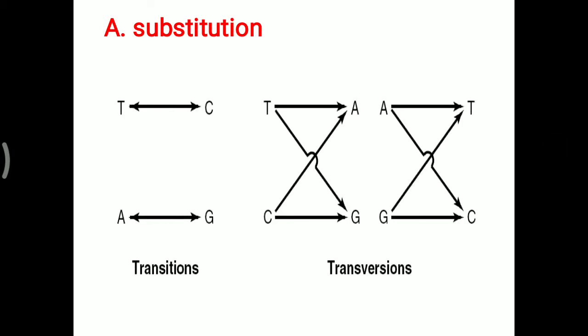So first, the substitution. Here, if a pyrimidine is replaced by another pyrimidine, or a purine is replaced by another purine, then it is called the transition type of substitution or replacement. But suppose a pyrimidine is replaced by a purine, or a purine is replaced by a pyrimidine, then it is called the transversion type of substitution. So replacement is also subcategorized as transition or transversion. So that is one type of mutation.